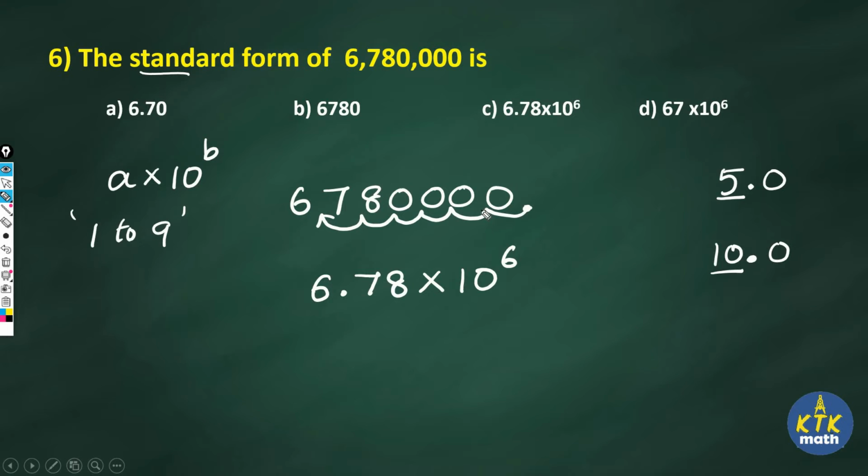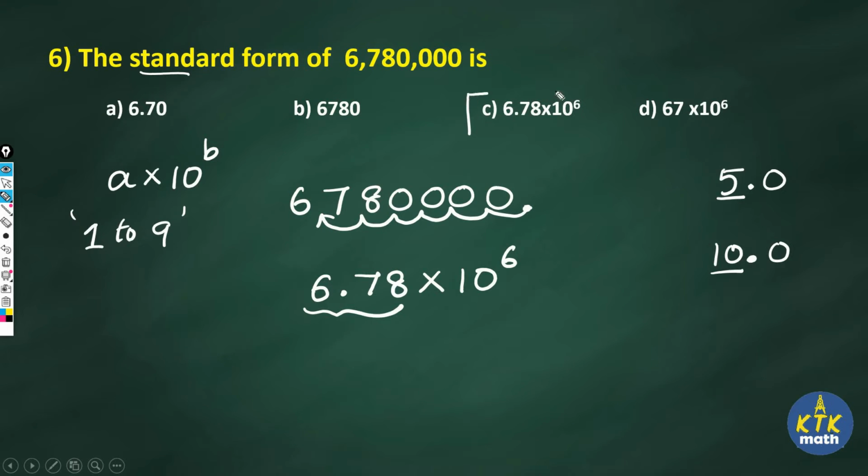So standard form means you must have the expression in this form. That is, your whole number must contain only the numbers from 1 to 9, not even 0. Okay, not even 0. You must have one number there which lies between 1 and 9. So in order to do that, you need to change the position of your decimal point. I hope it's clear with you.